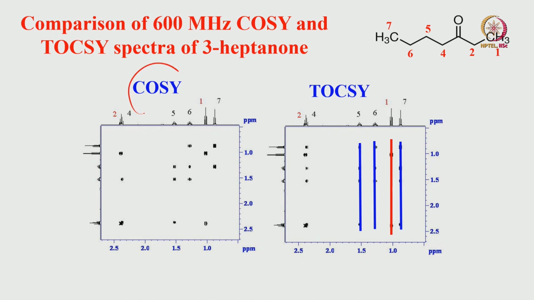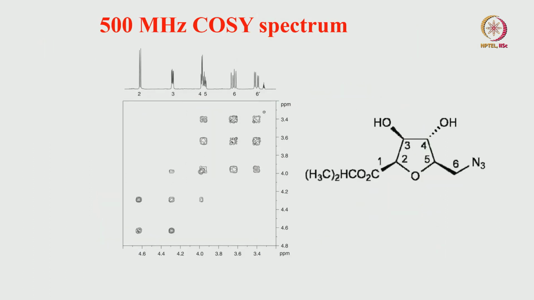COSY directly transfers the magnetization between immediately coupled neighbors, whereas TOCSY does this like a relay, that's why I gave the example of the baton passing in a running race. It is a relay. So one spin gives its energy to the other one, that gives to the next, and like that it goes. See, this is the 500 MHz COSY spectrum, where you can see this forms one spin system, and then this is coupled to this, this is coupled to this, this is coupled to this, and like this. You have to go like that.